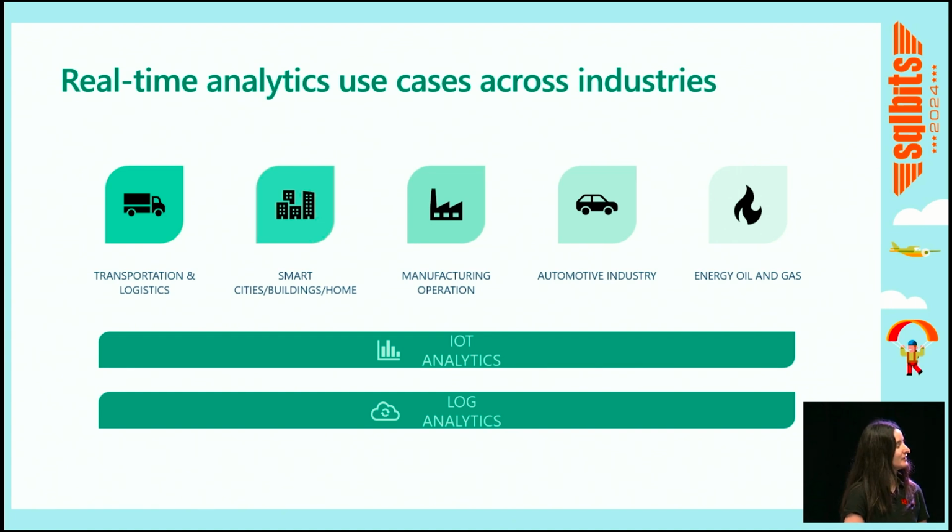So let's look at some use cases across industries. Real-time analytics is used across many industries, as we can see here, and it's also useful for IoT scenarios and log analytics scenarios. To name a few examples, we can think about social media platforms. Typically, they have algorithms running in real time to detect fake news, for instance, or for example, some inappropriate language, and to delete those posts in real time.